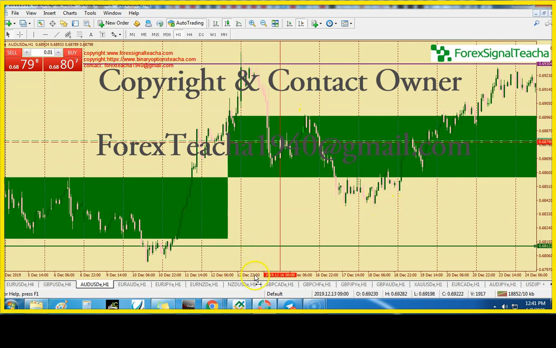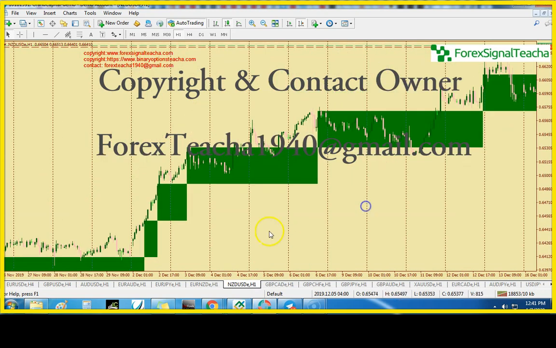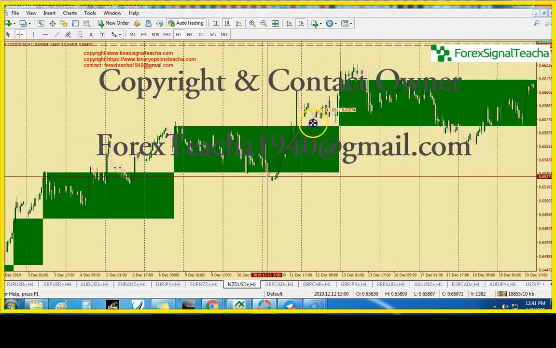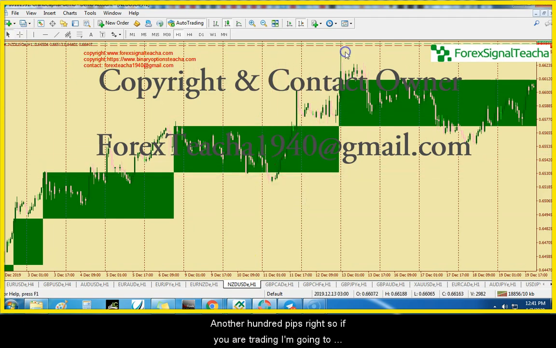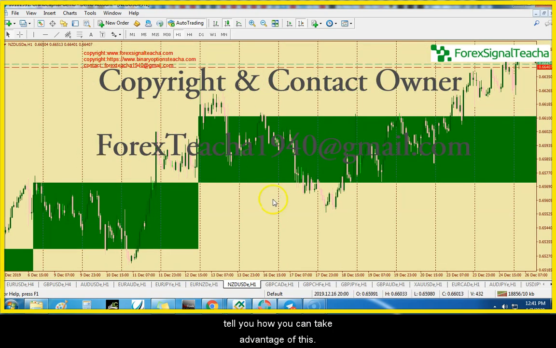All right, if you go also to the New Zealand here, you see the same thing happening, right? The same thing happened on 10 December. From 10 December, you see there was this sharp move that went up like this. All right, this is another 100 pips. So if you are trading, I'm going to tell you how you can take advantage of this.